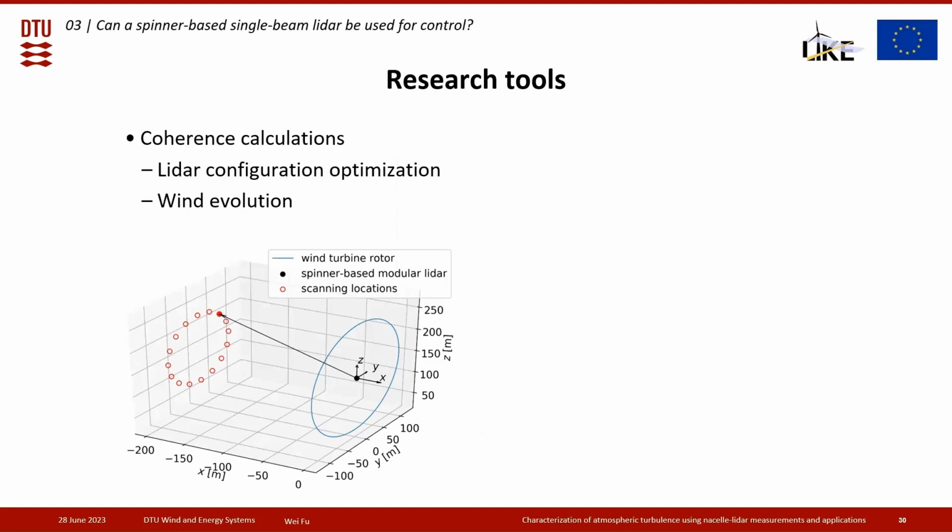Here we change the measurement range and the opening angle of the beam. Here you can see this is also a three-dimensional trajectory plot, and the red dot is where the LiDAR measures. This is the LiDAR measurement plane, and the blue curve is the wind turbine rotor plane. We consider the temporal evolution of turbulence between the LiDAR measurement plane and the rotor plane. So we calculate the coherence, the K0.5, for different combinations of the opening angle and the measurement range.